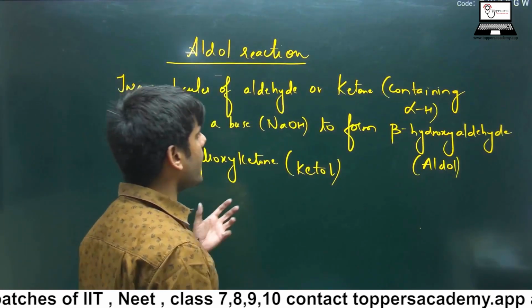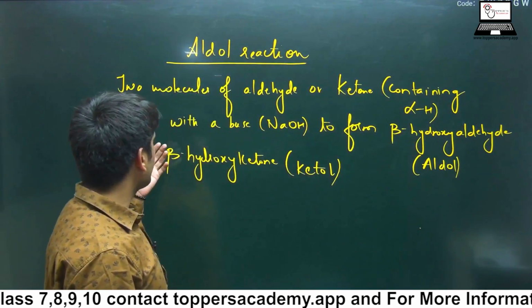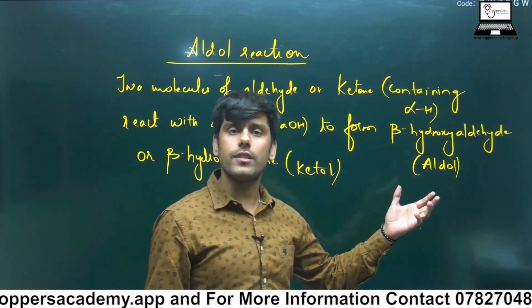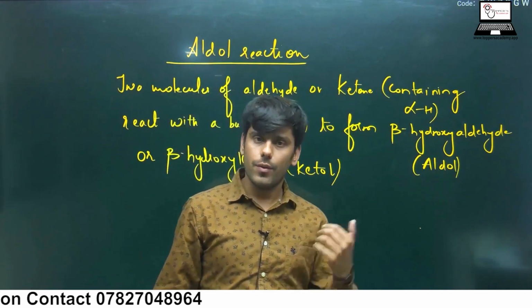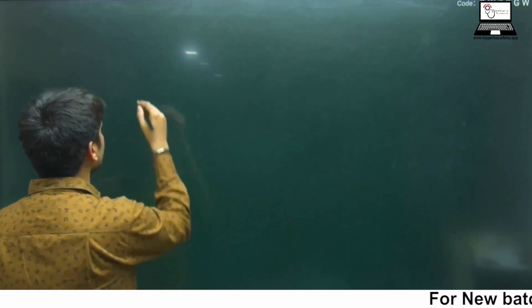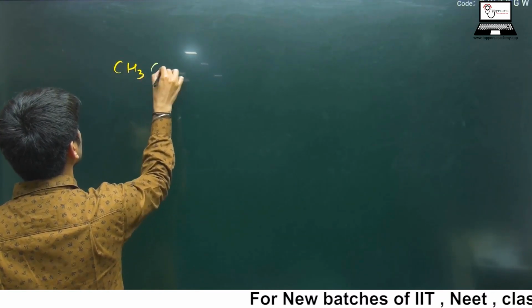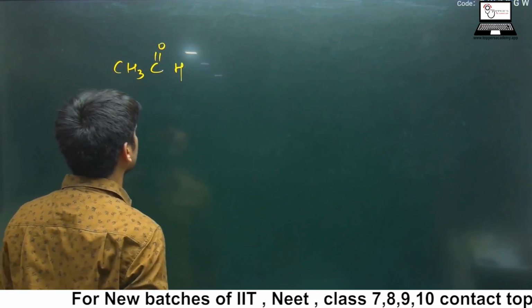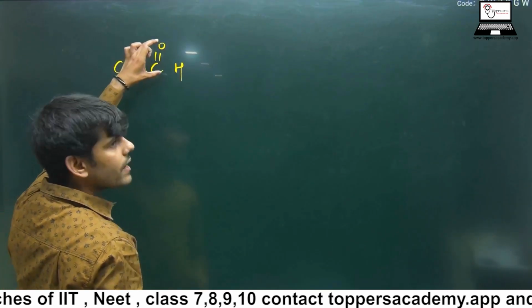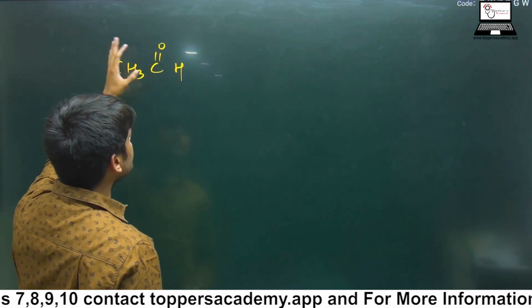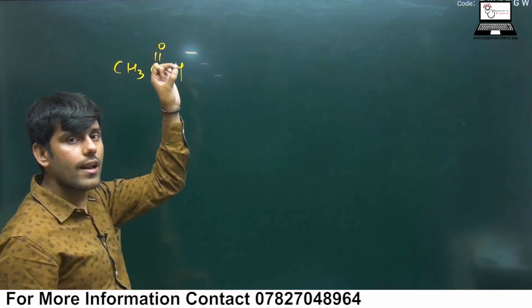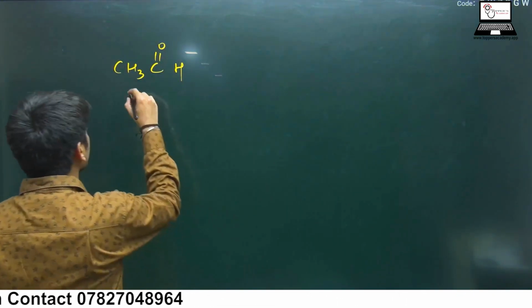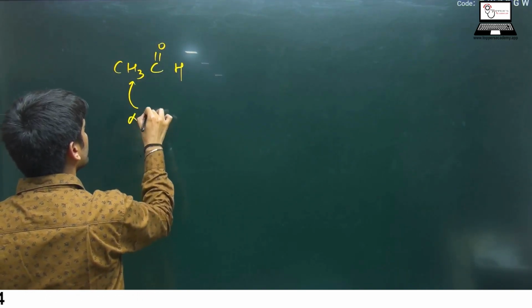So two molecules of aldehyde or ketone containing alpha H react with a base to form beta hydroxy aldehyde, which is known as aldol, or beta hydroxy ketone, ketol. So let us see the mechanism of this reaction. For say, I take acetaldehyde. This is my acetaldehyde. Now, this is my carbonyl carbon. The carbon adjacent to this carbonyl carbon is my alpha carbon, and the hydrogens attached to this alpha carbon are called alpha hydrogens. So I can easily see it is having alpha hydrogen.